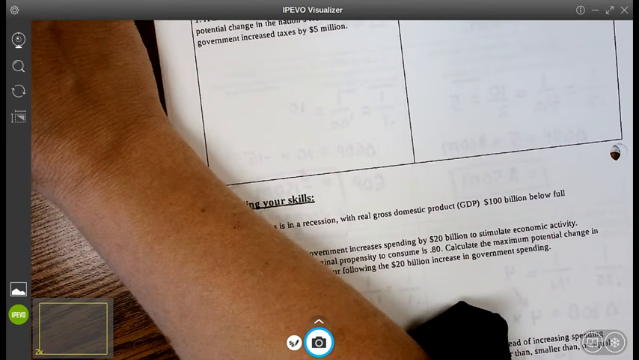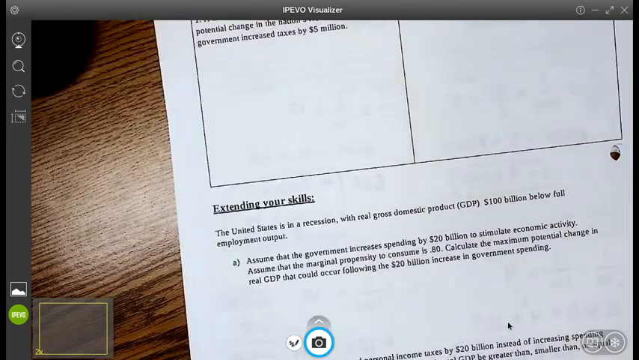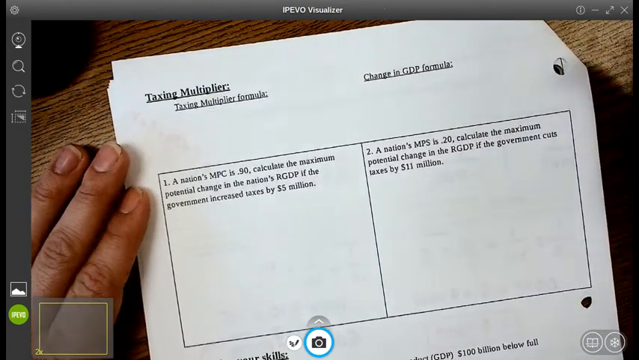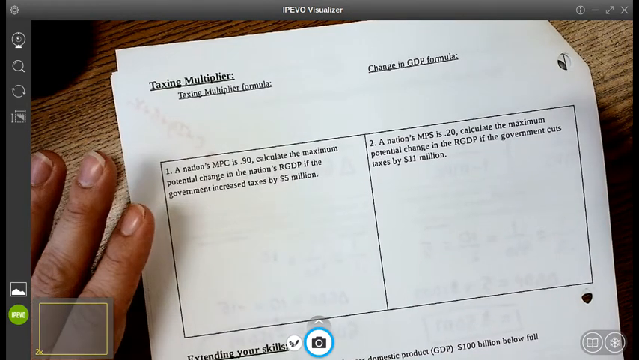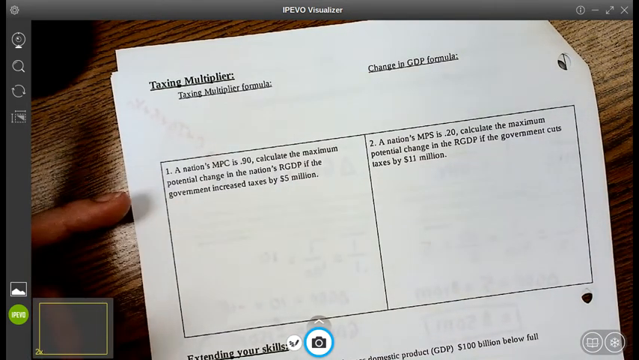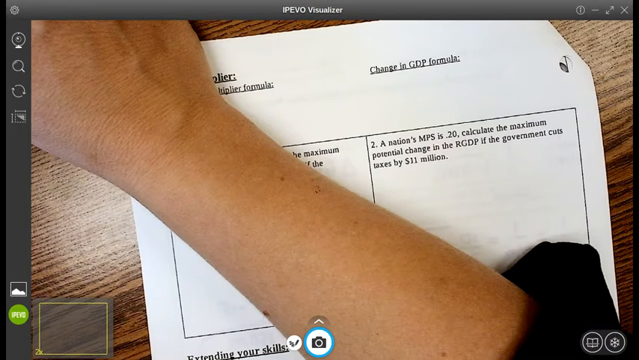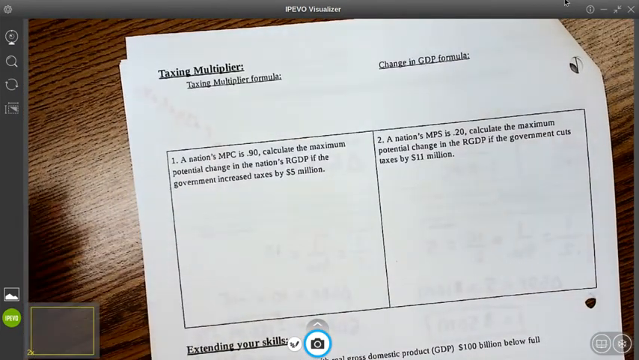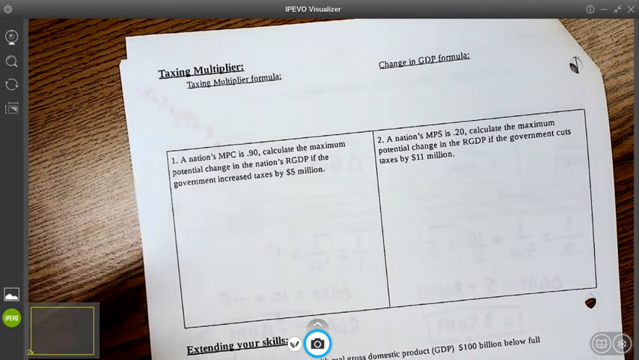Okay, so let me just cue up my screen. This is another video to help you go over the taxing multiplier. Part of this handout, the taxing multiplier, I feel like is the thing that students kind of struggle with. They do okay with the spending multiplier, and then for some reason they get to the taxing multiplier and they sort of freak out. But I'm here to tell you, don't freak out.